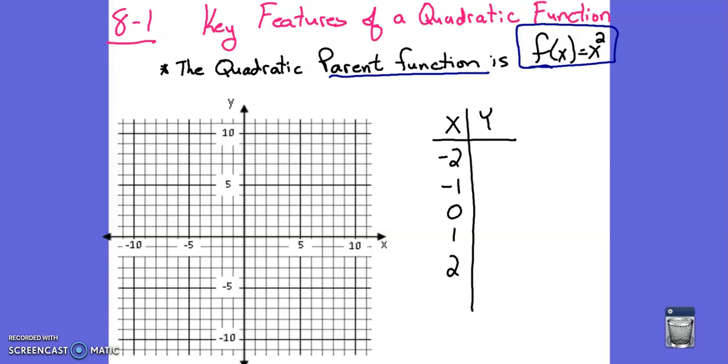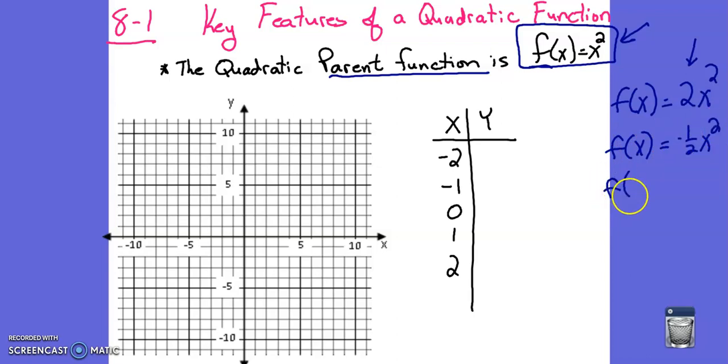So here we have f of x equals x squared, and so I'm going to talk about functions that might look like f of x equals 2x squared. So the original function is x squared, so what does the 2 do to the function? The parent function is this, and this is like the offspring of the function, so how does that relate to the parent function? Or I might give you f of x equals negative 1/2 x squared. How does it relate to the parent function?